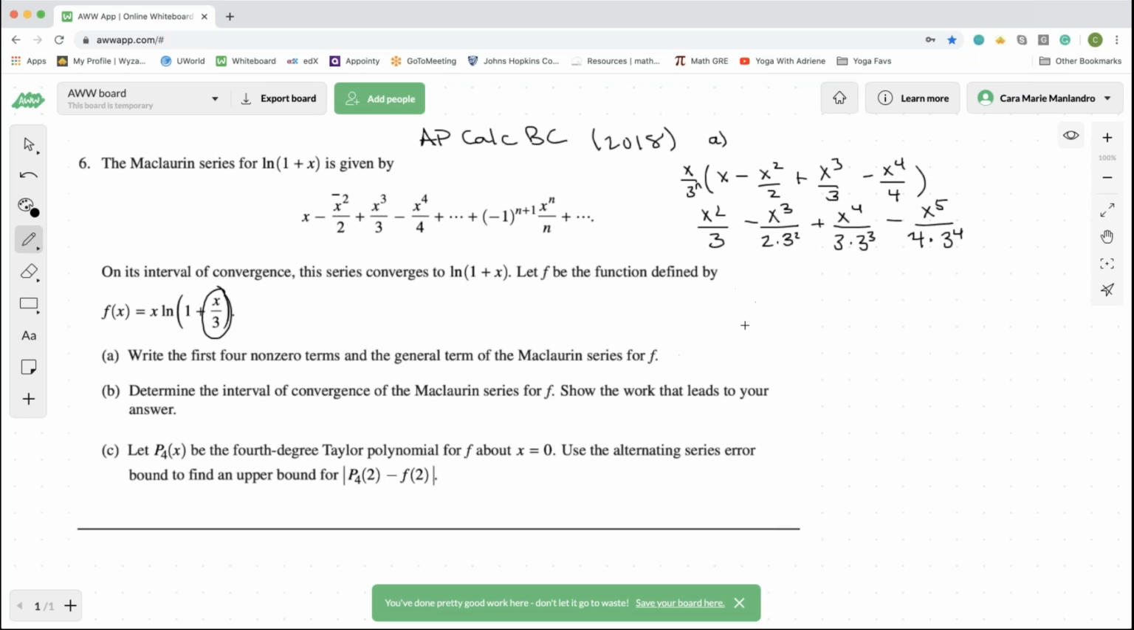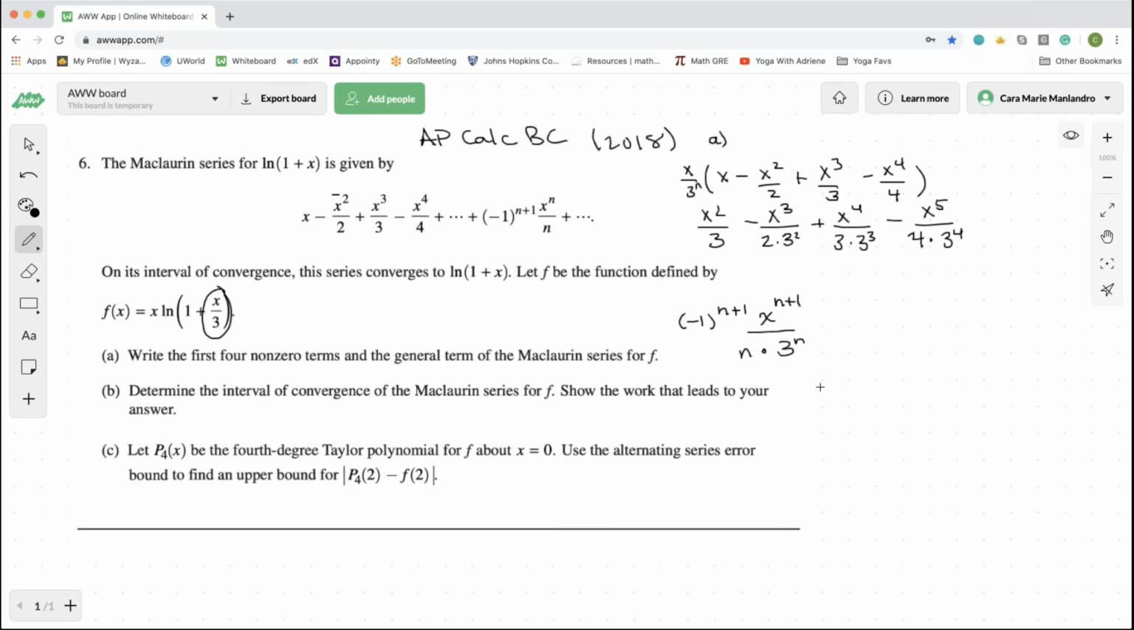And then what did we do to our general term? Well, all we did was keep our alternating series, so negative 1 to the n plus 1. And then we have x, and we added 1, so we have n plus 1. And then we keep our n, so we're still dividing, but now we have a 3 to the n term. Does anyone have any questions? Yes, no in the chat box.